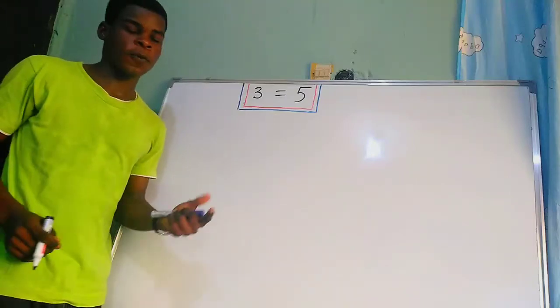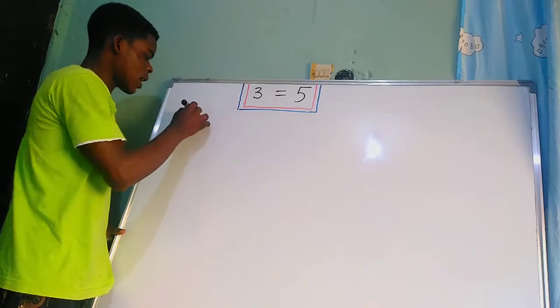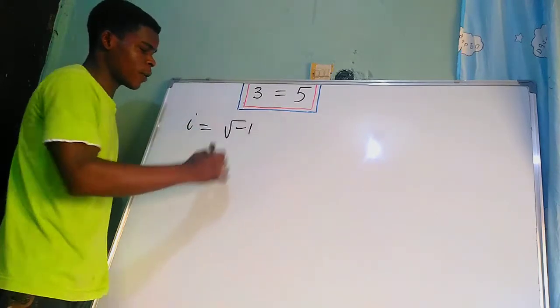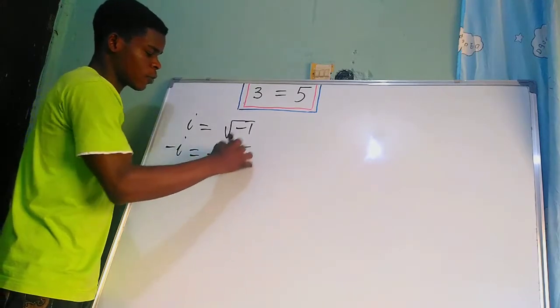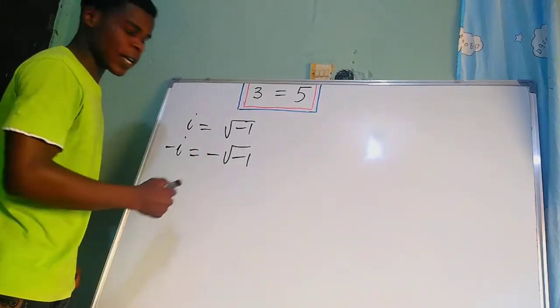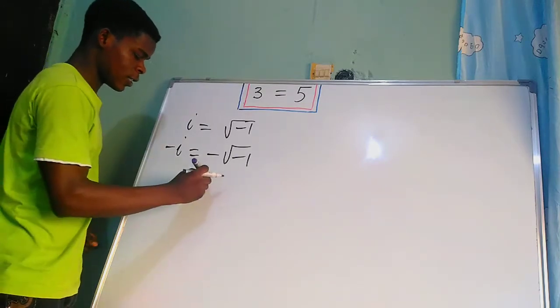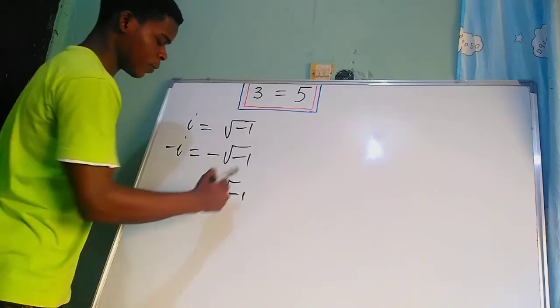Well, here I'm going to prove to you that 3 is equal to 5, and here we go. I have that i is equal to the square root of negative 1. This means that negative i is equal to negative the square root of negative 1. And from here, I can split this right-hand side. I can have negative 1 times the square root of negative 1.